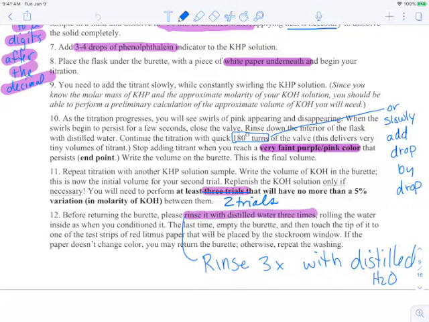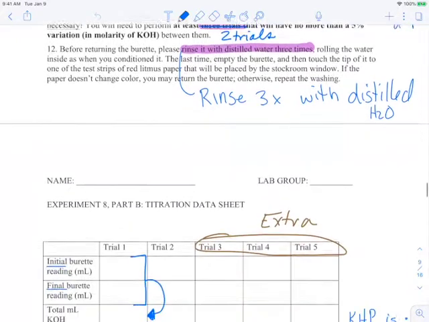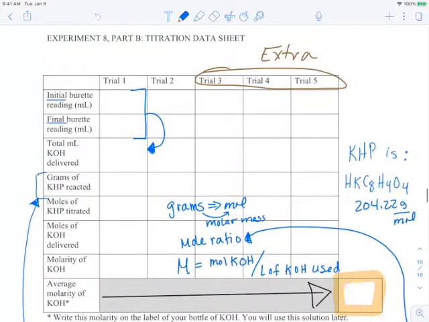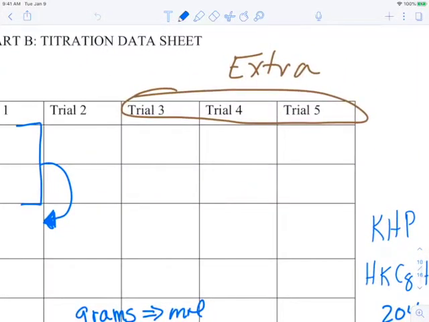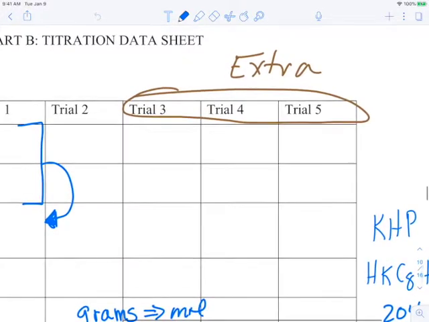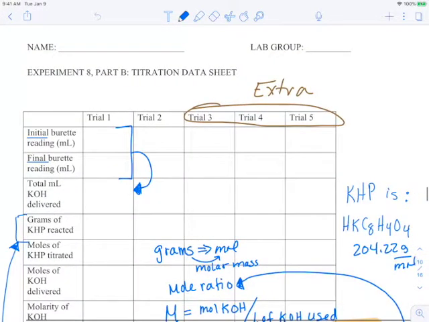All right, so questions about anything from the lab itself? All right, so I want to go on and talk about the calculations. So we talked about trials 3, 4, and 5 being extra, so those will be blank for us. If you were in the lab and you made a mistake on one trial, then you can use that.